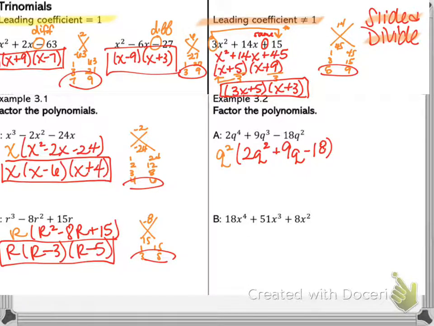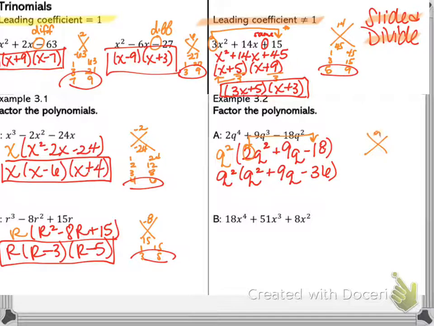All right, there is no number that goes into 2, 9, and 18. It just isn't going to work. So we're going to do the slide and divide method. Slide that over and multiply. We get q squared times q squared plus 9q minus 36. All right, now it's a normal trinomial.